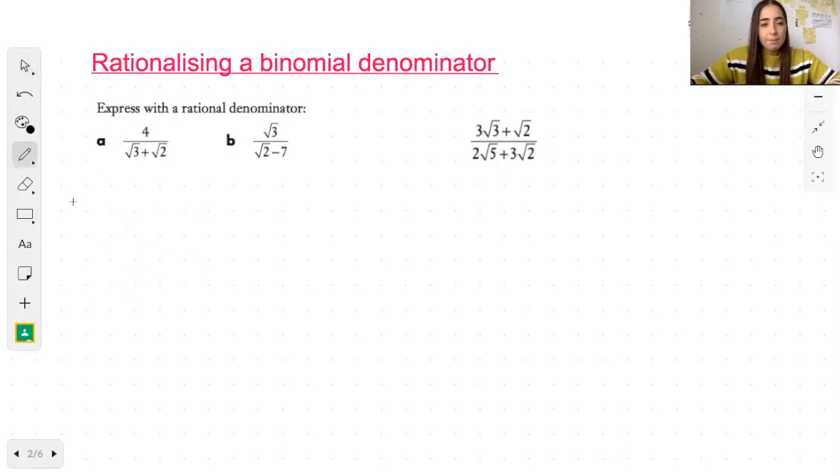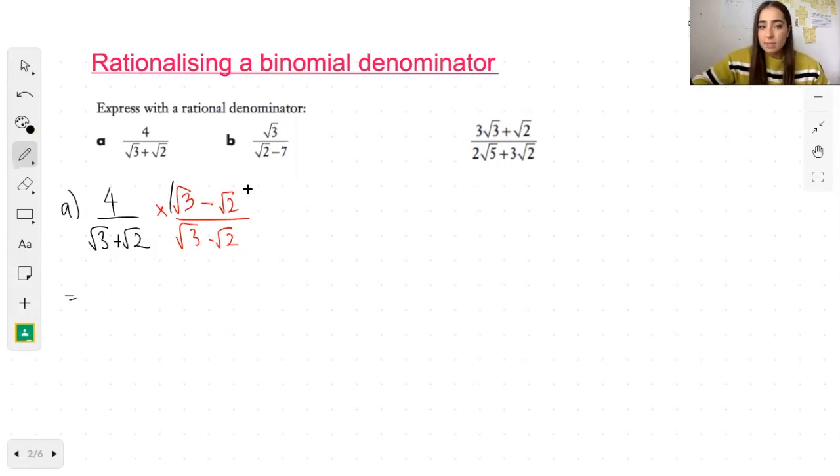So in example A, in order to rationalize a binomial denominator, you need to multiply the top and the bottom by the conjugate. So as we discussed previously, the conjugate of this denominator is the square root of 3 minus the square root of 2. Now we simply expand. Just be careful, this is 2 terms, so we're going to multiply the 4 by the root 3 first to give us 4 root 3, and then we're going to multiply the 4 with the minus root 2 to give us minus 4 root 2. Then the denominators.